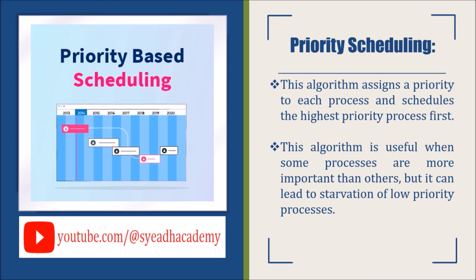Priority scheduling. This algorithm assigns a priority to each process and schedules the highest priority process first. This algorithm is useful when some processes are more important than others, but it can lead to starvation of low-priority processes.